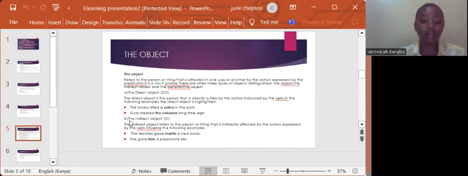Moving forward, we're going to look at the indirect object. The indirect object refers to the person or thing that is indirectly affected by the action expressed by the verb. Observe the following examples. The teacher gave Martin a new book. Martin in this sentence is our indirect object. The second example, she gave him a passionate kiss. Him is our indirect object.